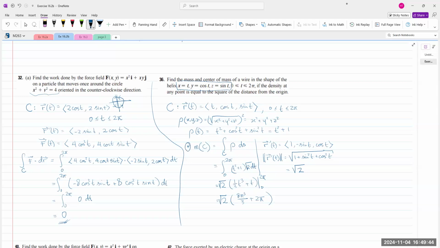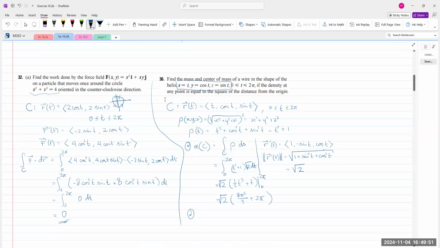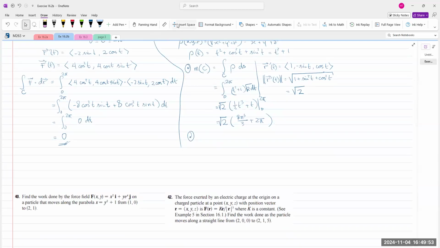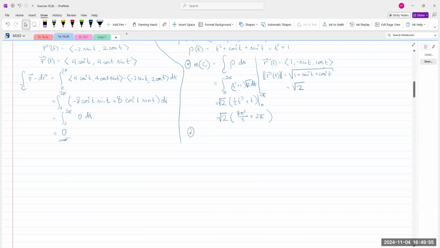The center of mass is it's 3-dimensional. A lot of work. I'm sorry, my allergy comes. It's kind of bothering me right now.